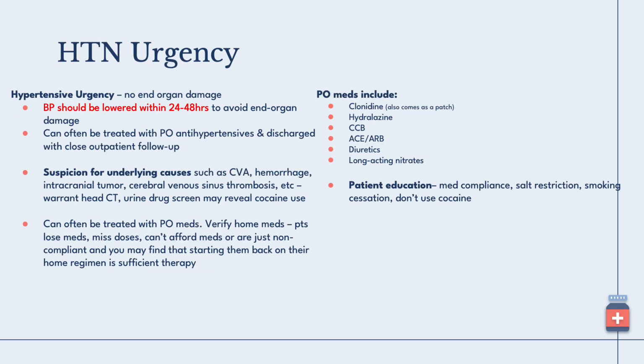So our hypertensive urgencies, because they can often be treated with PO meds, really important to verify their home meds. So patients often lose their meds, miss doses, they can't afford them, or they're just not compliant. And so you may find that restarting them on their home regimen is often sufficient with close follow-up.